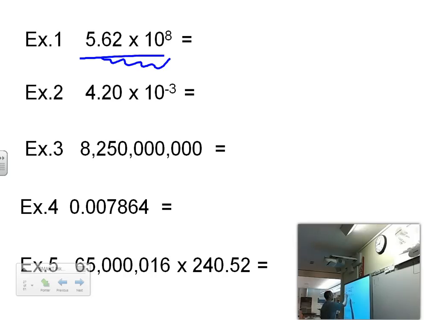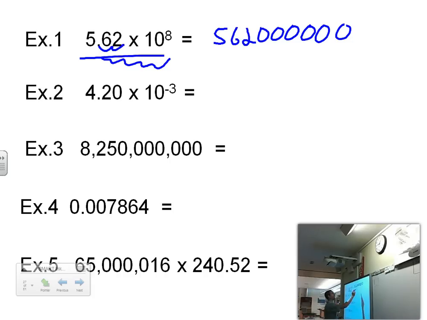So in my mind, when I do this, since I know I'm going to the right, I'm going to write 562. So that's 2 decimal places I moved, right, to get there, 1, 2. But then I got 6 more. So I can do that really quick by just adding zeros. Okay, so I add 1, 2, 3, 4, 5, 6 zeros. Okay, and that's my number.